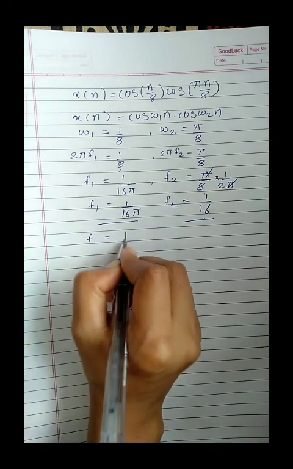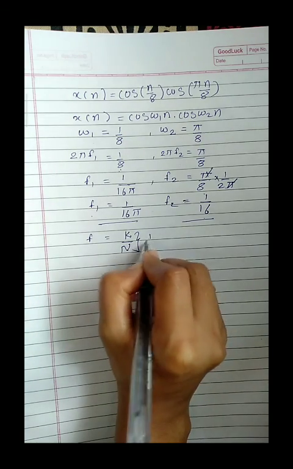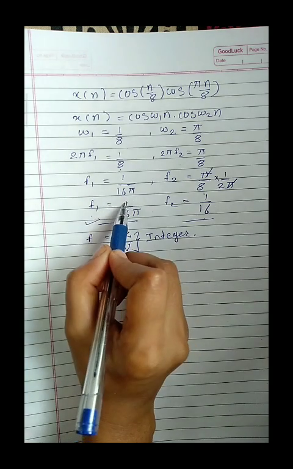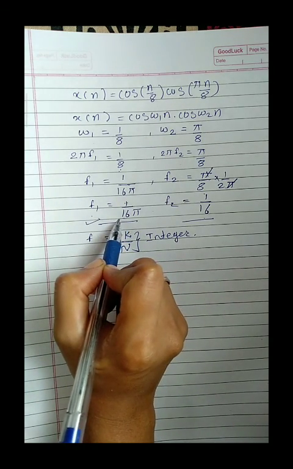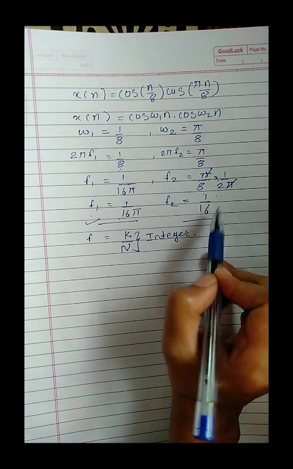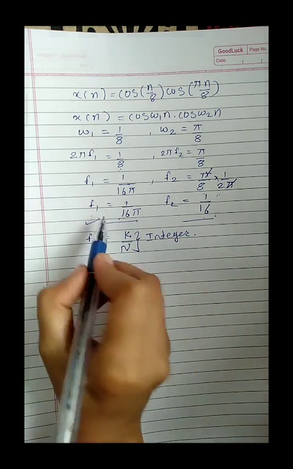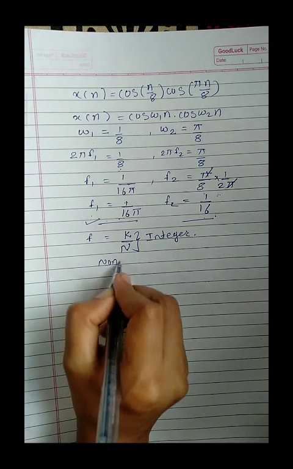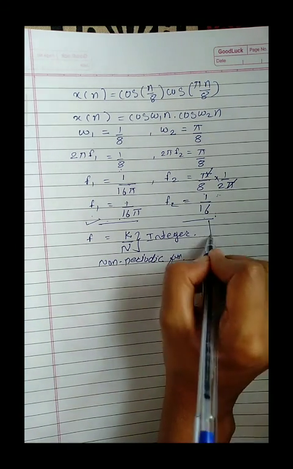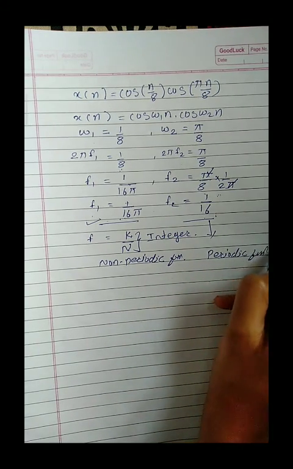F is equal to what? K by n. Both k and n must be integers. But in the first function, 1 is an integer but 16 pi is not an integer. In the second function, 1 is an integer, 16 is an integer and both have a particular ratio. So the first is a non-periodic function, but the second is a periodic function.